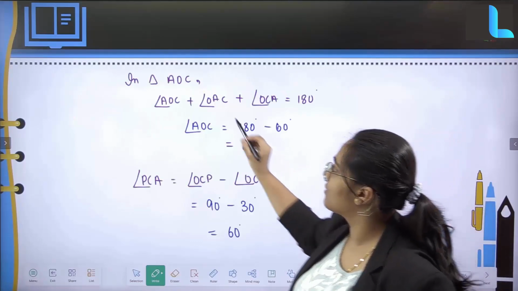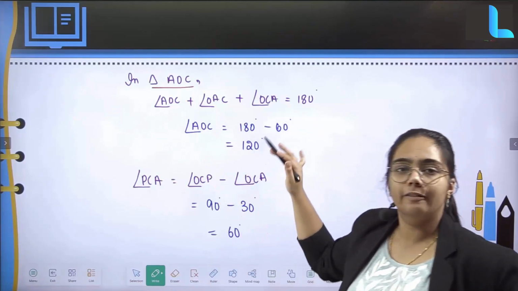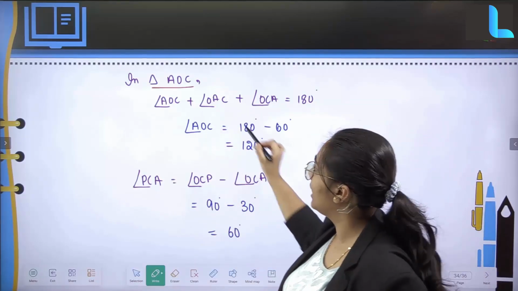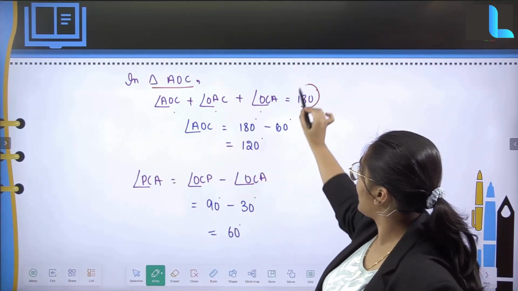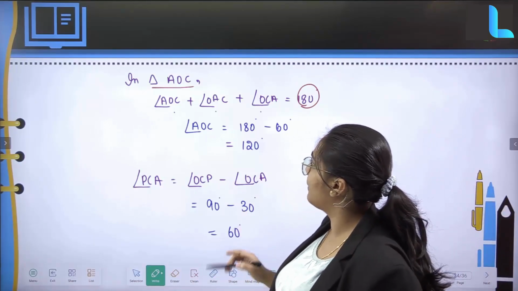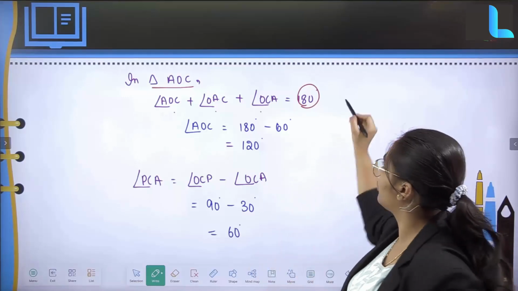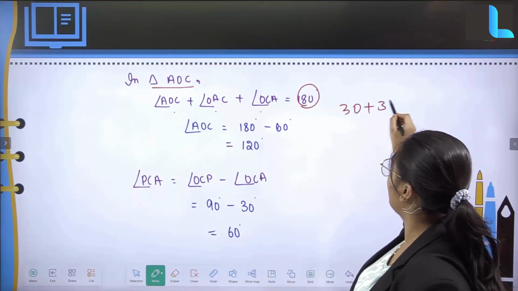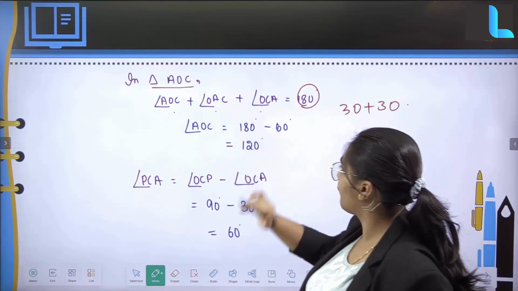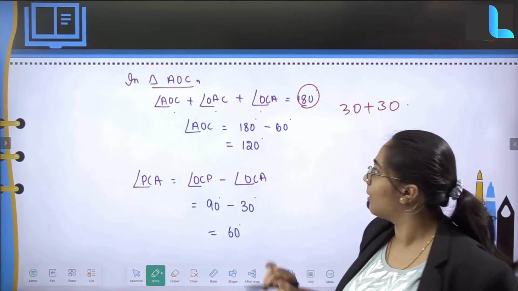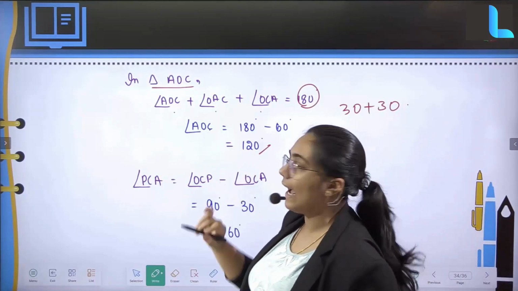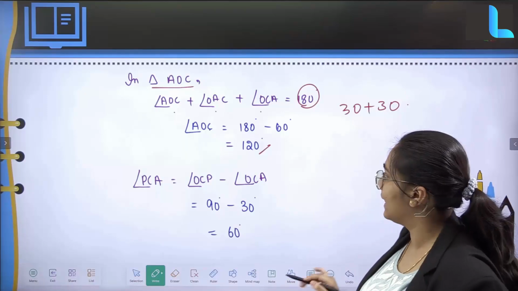Once I have got this, from the triangle AOC, we'll be considering angle AOC. From the angle sum property, the sum of all three angles has to be equal to 180 degrees. We already know two angles, which are 30 plus 30. So when you shift it, you will be getting 180 minus 60, for which you will get 120. This is angle AOC that you will be getting.